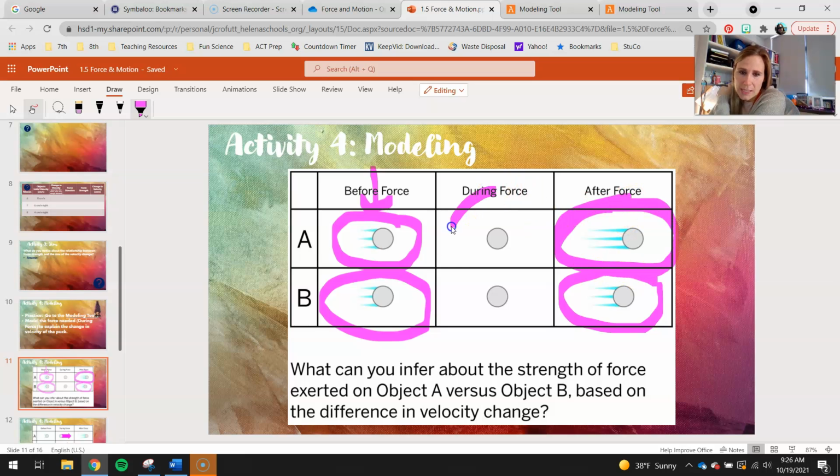Okay, so what can you guys infer about the strength of the force on A versus B? Which one had a greater force, A or B? Think about their movement after. Okay, let's take a look.